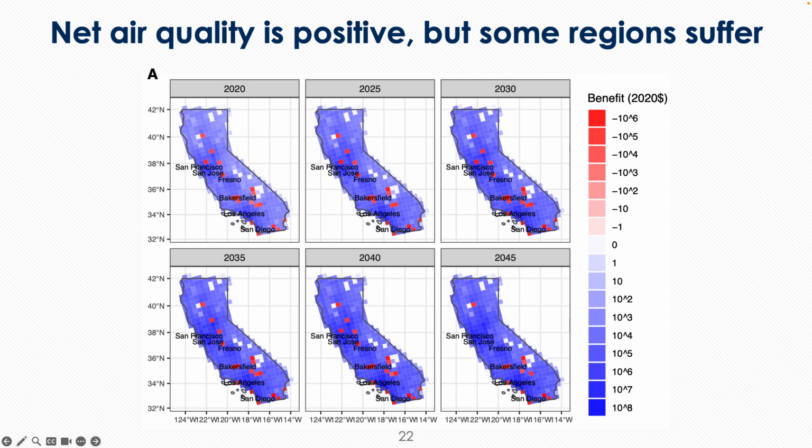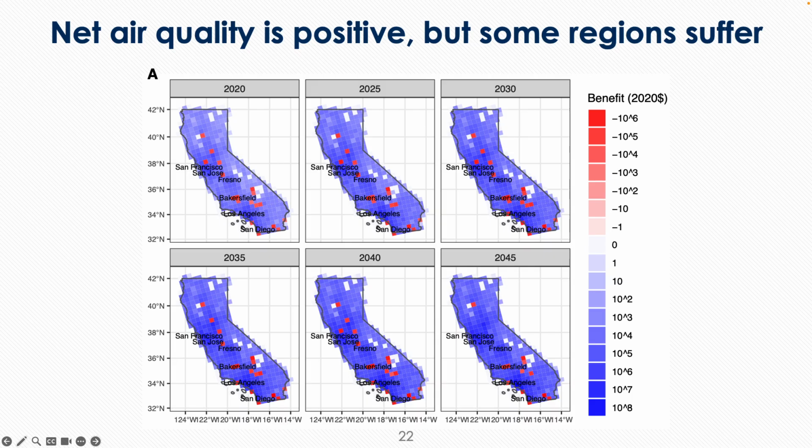Between 2040 and 2045, have some of the red dots disappeared? Is it because the net benefits of the EVs outweigh the increased emissions by turning up the power plants? Yeah, it could be, or the power plants are retiring in certain years.